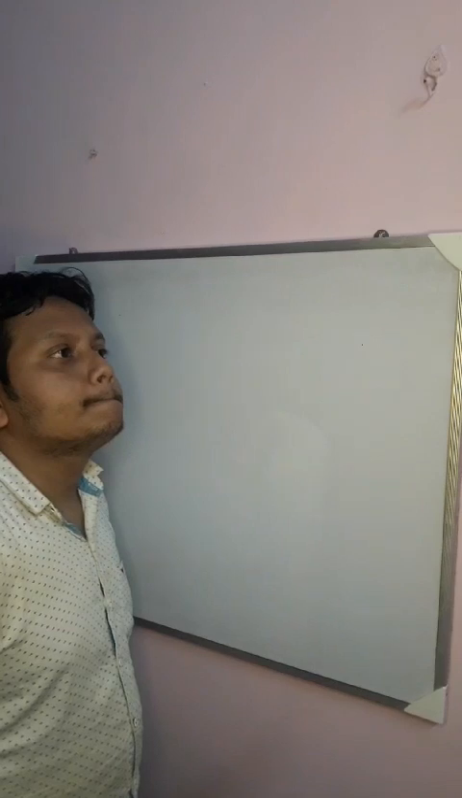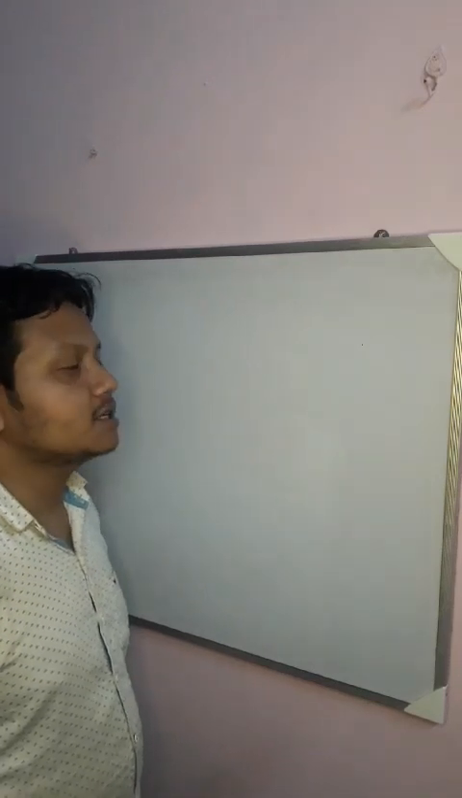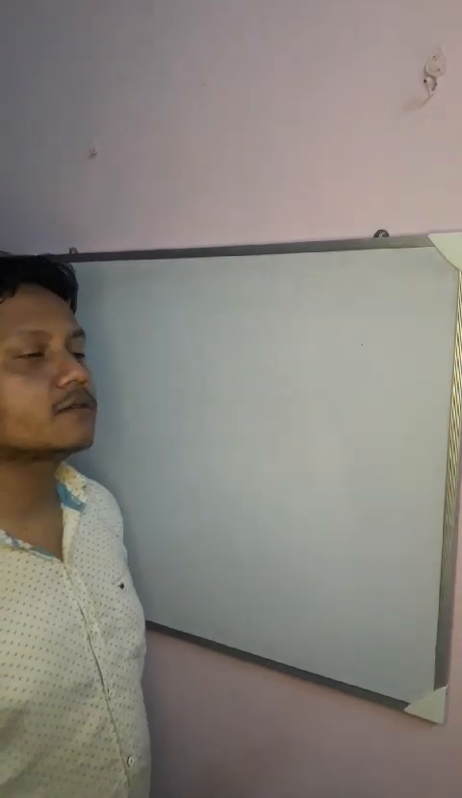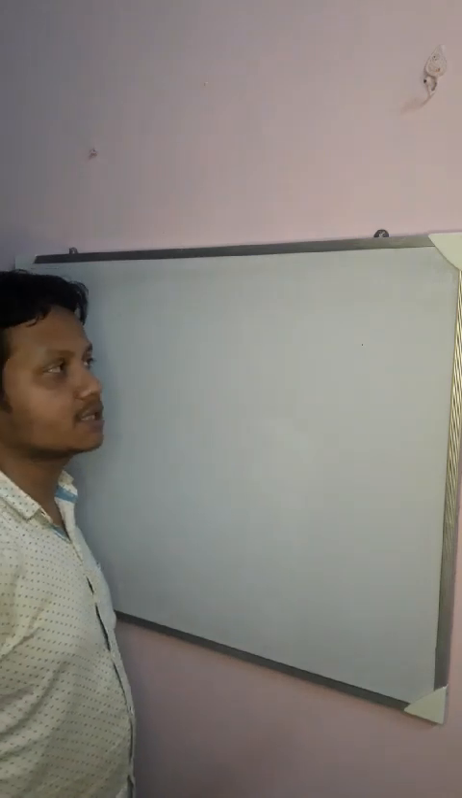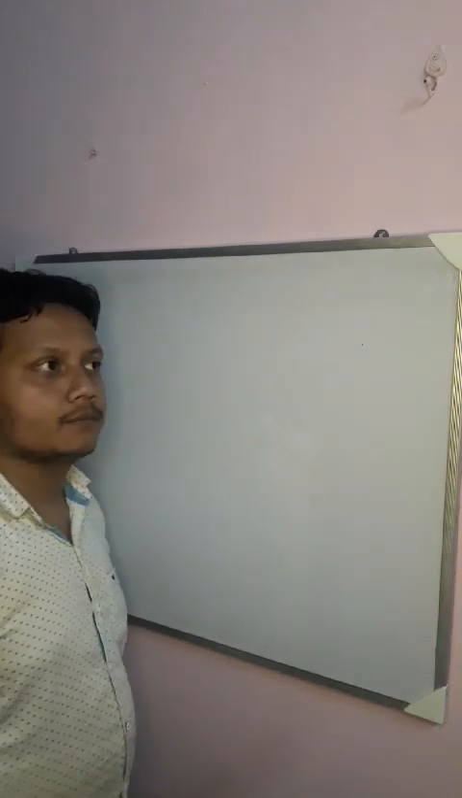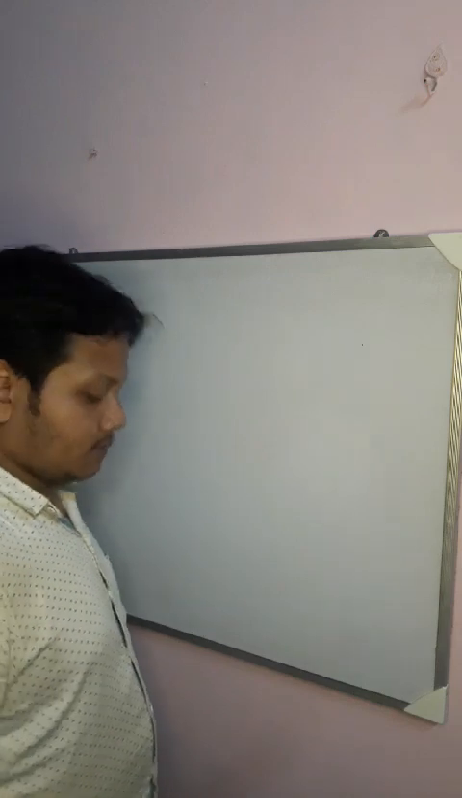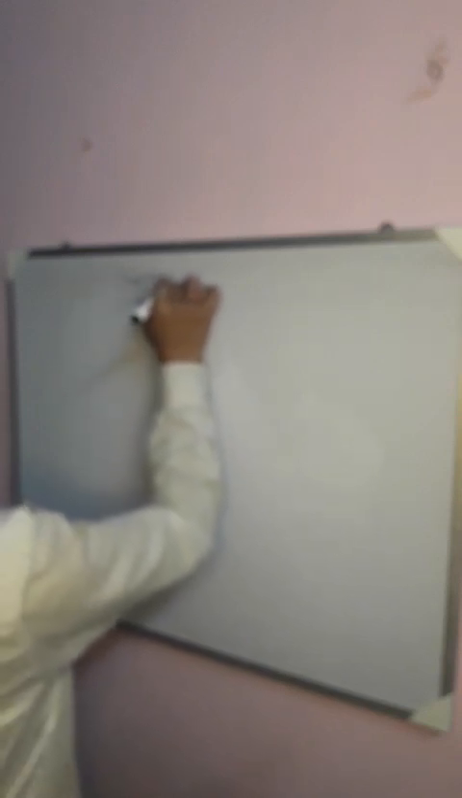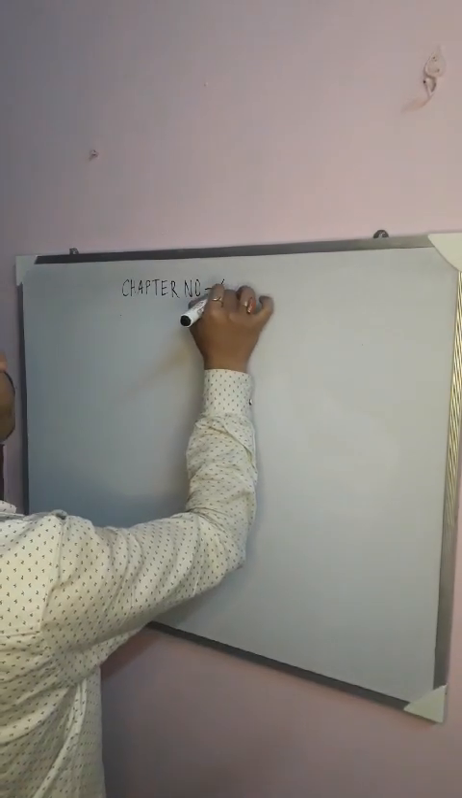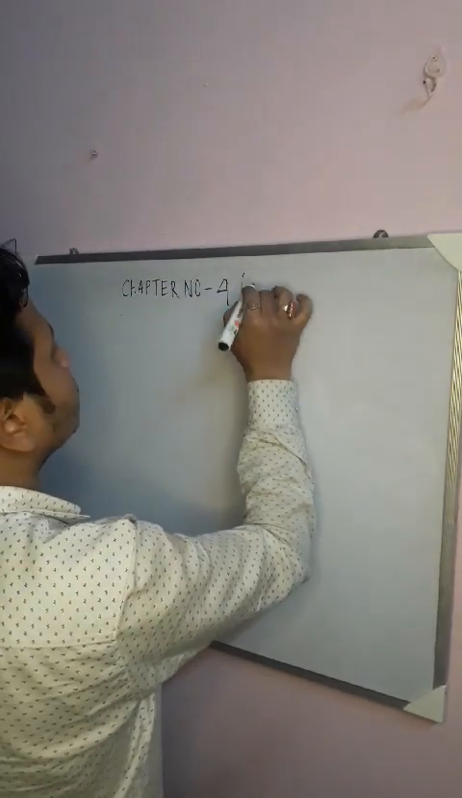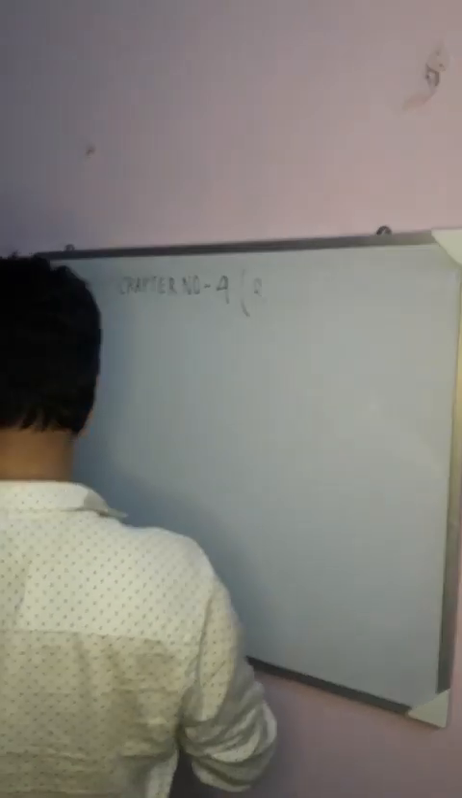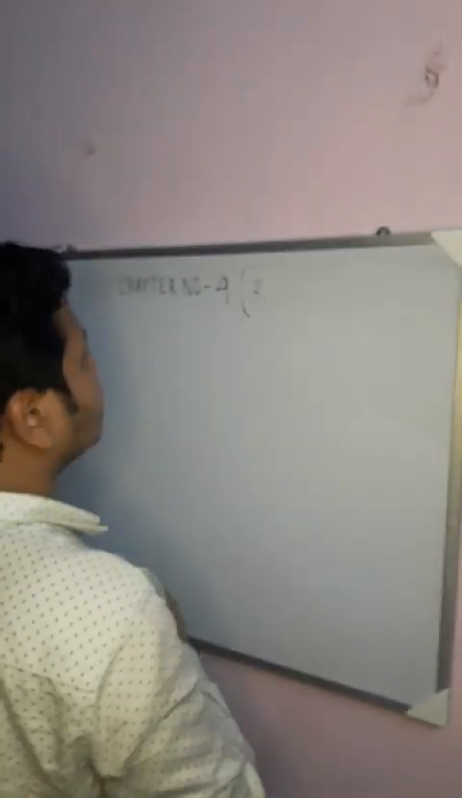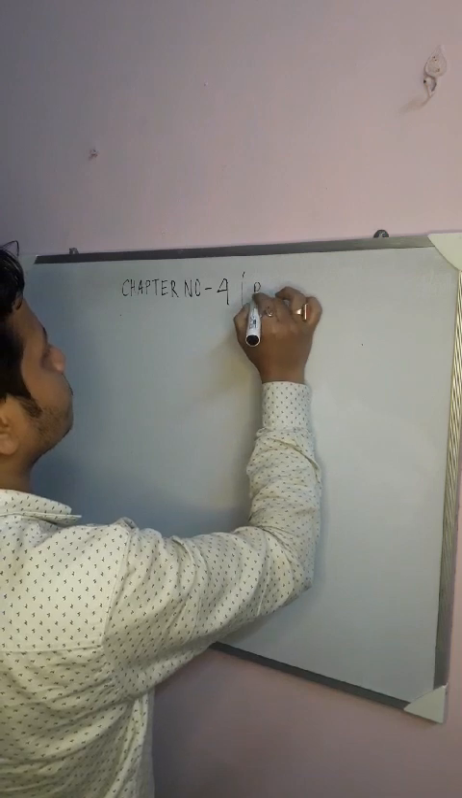Now in yesterday's lecture I have completed the conservation theorem in classical mechanics. So from today's lecture I am going to discuss chapter number 4, that is rigid body dynamics. That is the new chapter.